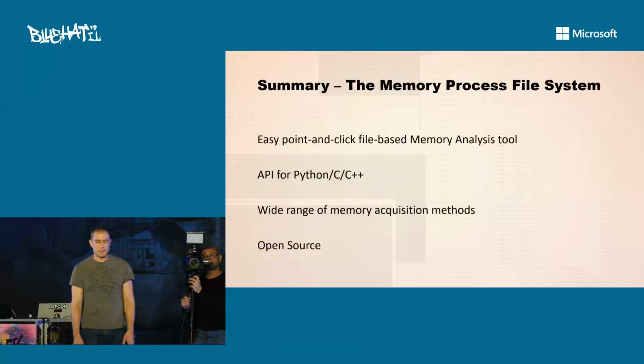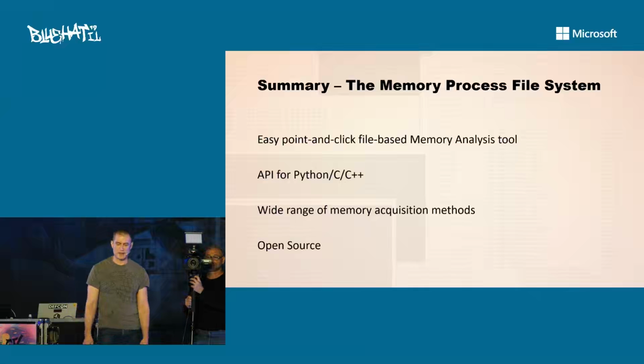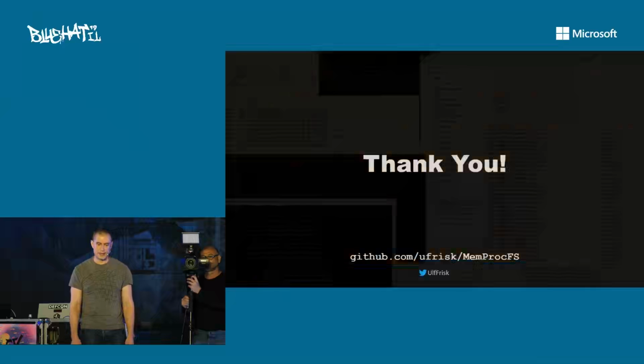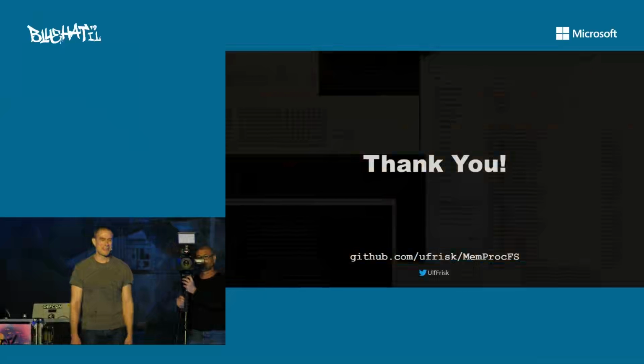And to sum everything up, the memory process file system is a multi-threaded library, which is a really easy point-and-click file system-based memory analysis tool with a strong Windows focus. It has an API for Python, C, and C++. It comes with a wide range of memory acquisition methods, both hardware-based methods and software-based ones. And it's completely open source. It's available on my GitHub, and please do have a look at it. Thank you.